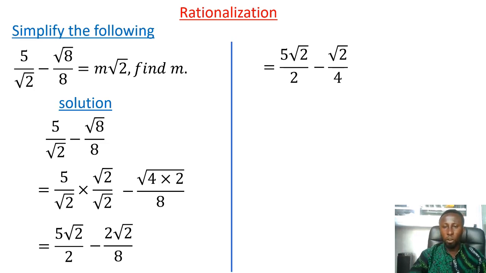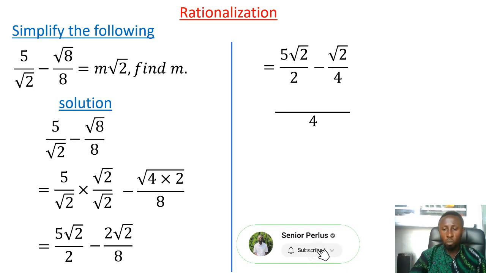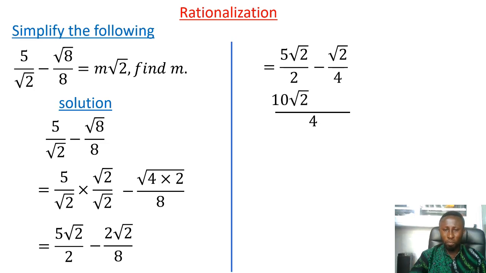So 5 root 2 out of 2 minus root 2 out of 4. So let's find the LCM here. Our LCM here is what? 4. Okay. 2 and 4. It's 4. We know how to do this in basic school. 2 goes into 4 how many times? 2. Then we use the 2 to multiply the top one. So 2 times 5 root 2 is what? 10 root 2. Then 4 goes into itself 1. So we use the 1 to multiply the root 2. So we get negative root 2. Since the roots are the same, we can simplify further. So therefore, our final answer is 9 root 2 out of 4.